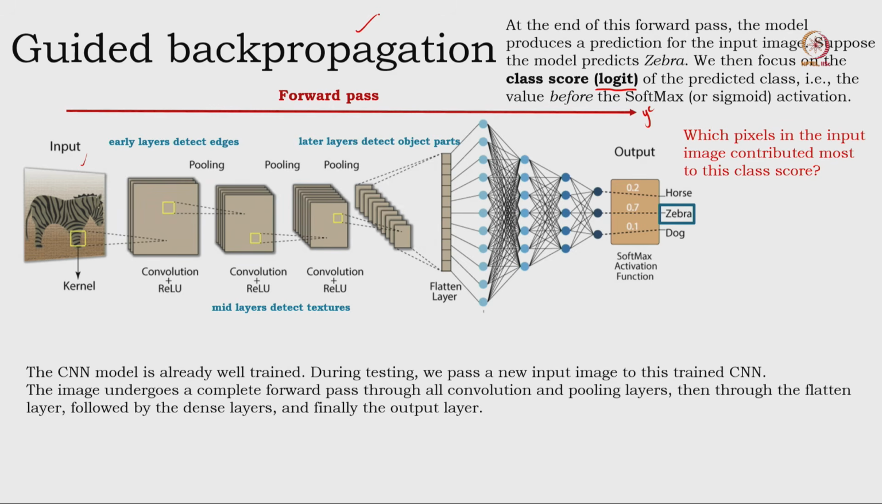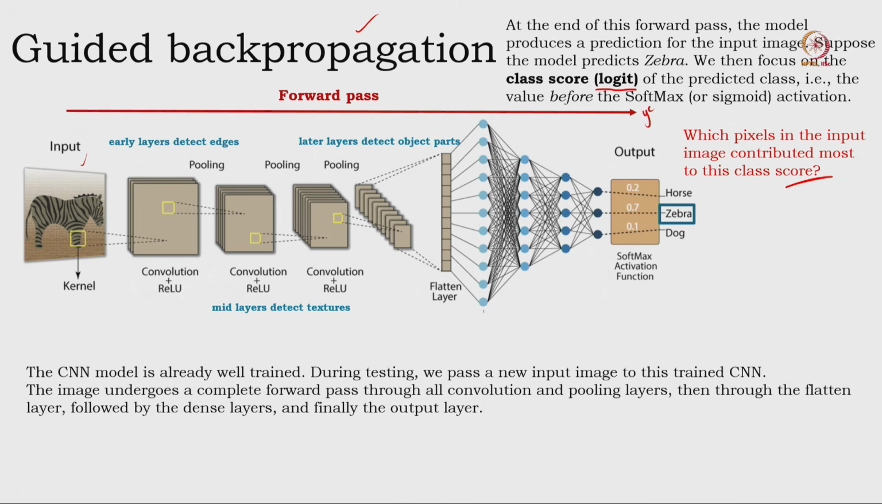What is the role of guided backpropagation here? Guided backpropagation has to answer this particular question. It will tell the CNN to compute the gradients, so that with the help of those gradients, I will be in a position to tell which input pixels have contributed the most. Therefore, guided backpropagation instructs the CNN to compute the gradients.